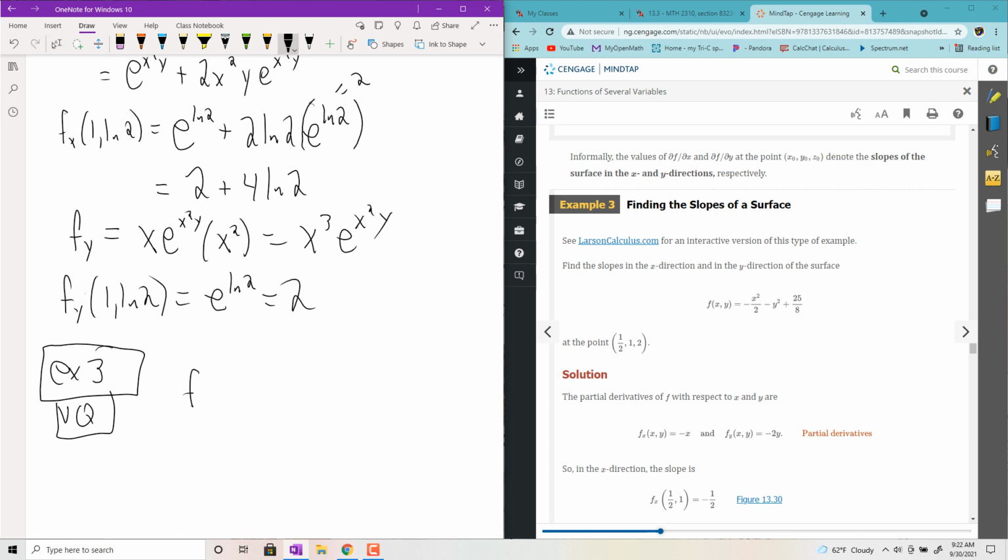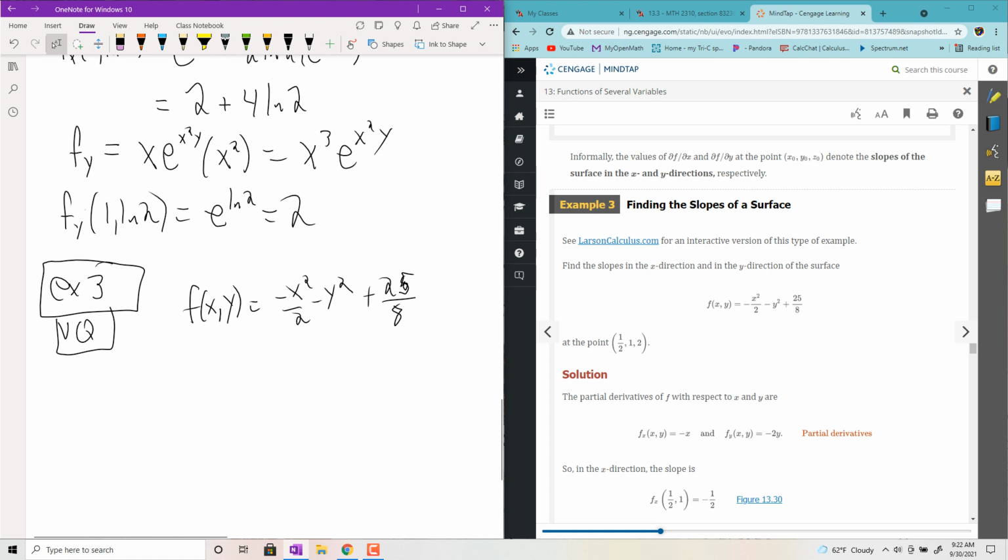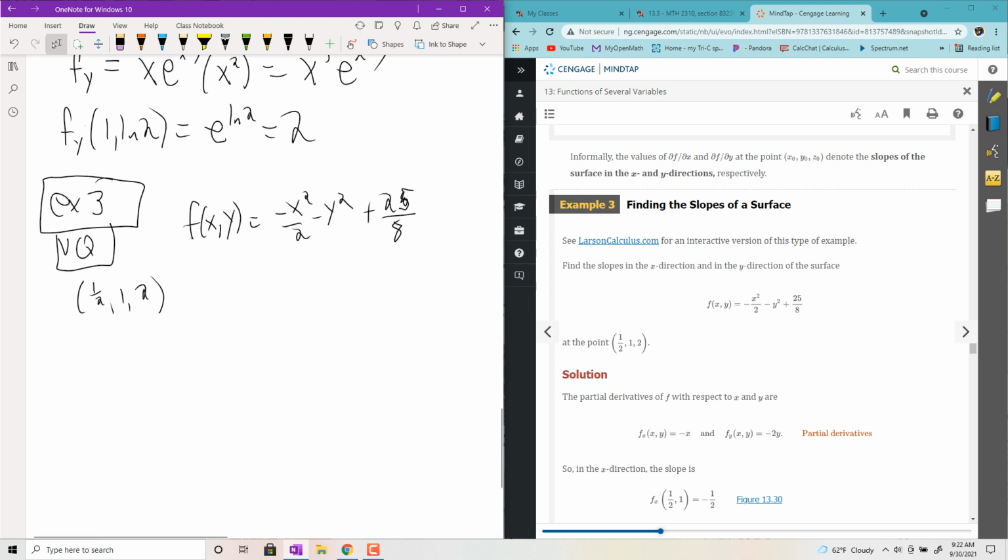Okay, so our function, our surface this time, is negative x squared over 2 minus y squared plus 25/8. They want you to figure out what the slope is in the x and y directions at the point 1/2, 1, 2. So let's get the partial derivative with respect to x. That will be from the first term negative 2x over 2, so that would be negative x. And then the derivative of y squared will be 0. The derivative of 25/8 will be 0 as well.